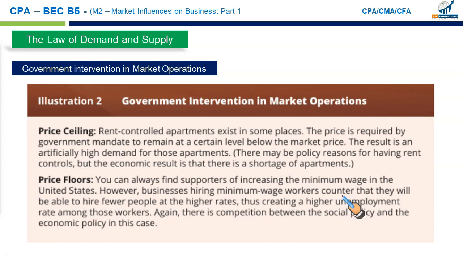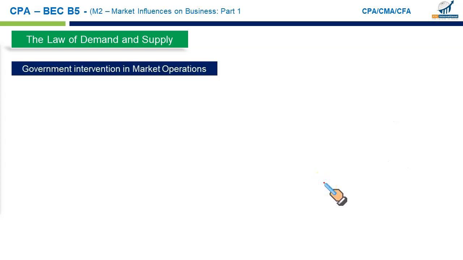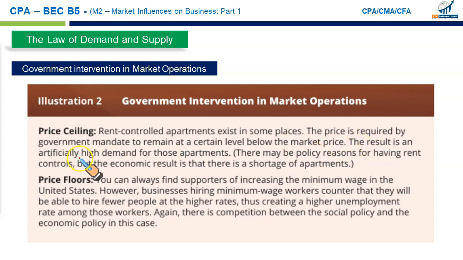Next, we have a good example of government intervention in accommodations. Apartments, price ceiling, rent control apartments exist in some places. The price is required by the government mandate to remain at a certain level below the market price. So you're talking about somewhere here. So this means there is more demand for the apartments, the supply is less, this would result in shortages. The result is an artificially high demand for those apartments, shortage. There may be policy reasons for having rent controls, but the economic result is that there is a shortage of apartments.